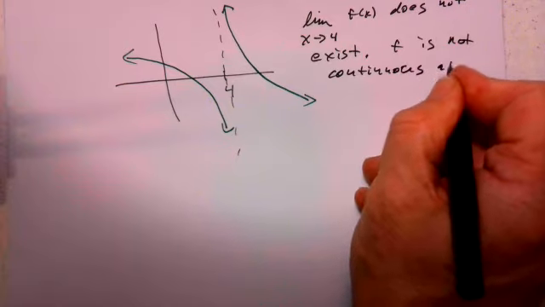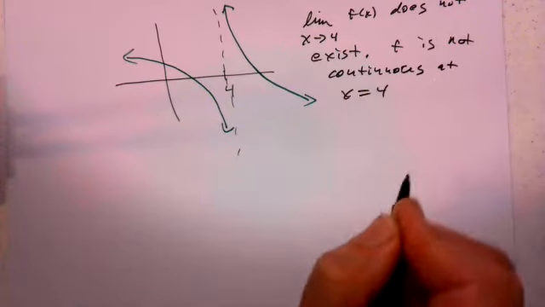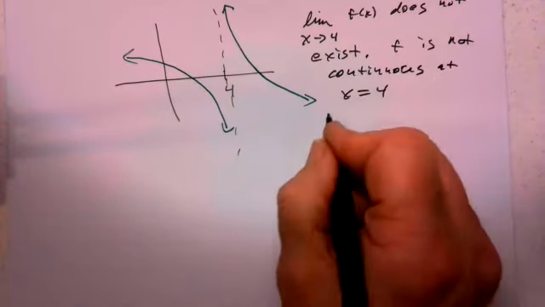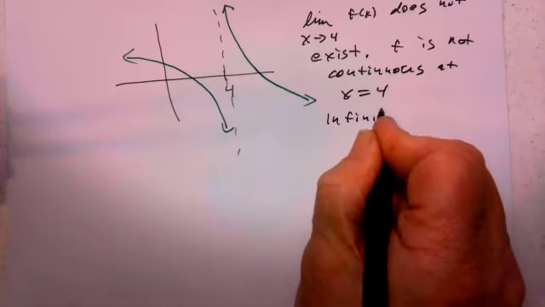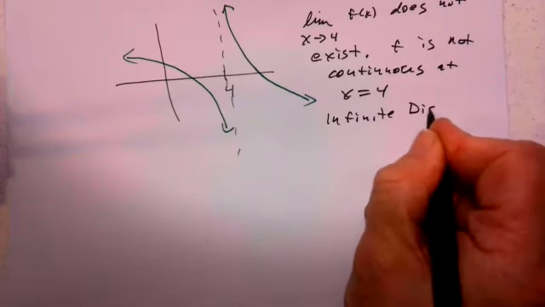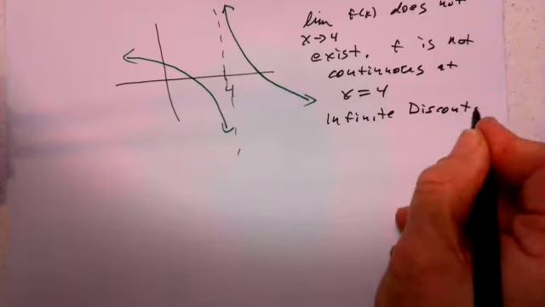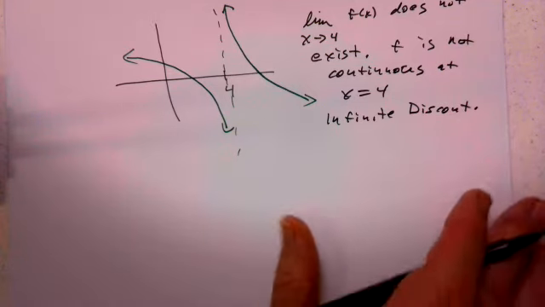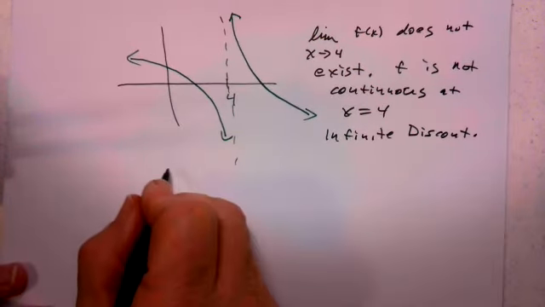Continuous at x equals 4. What kind of a discontinuity is this? This, of course, is an infinite discontinuity. We'll abbreviate. And I want to look at one other case.